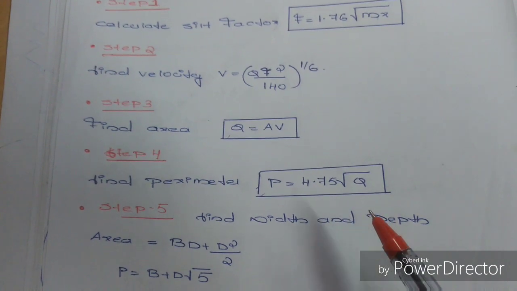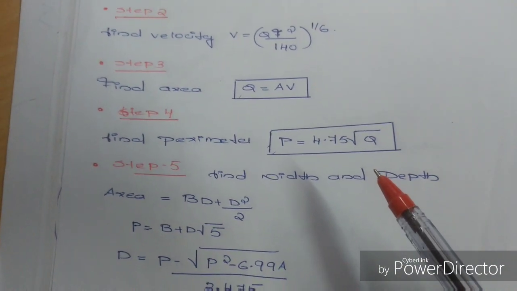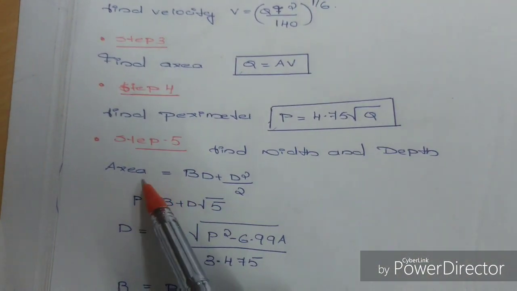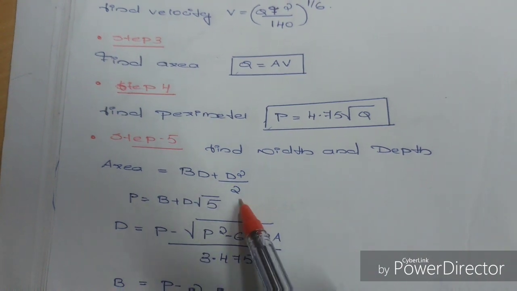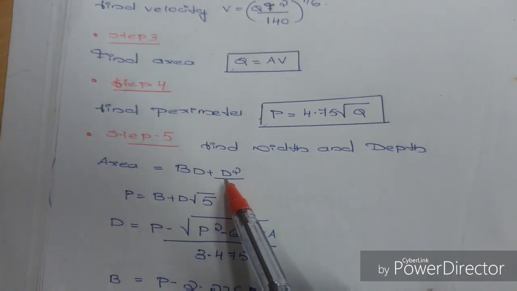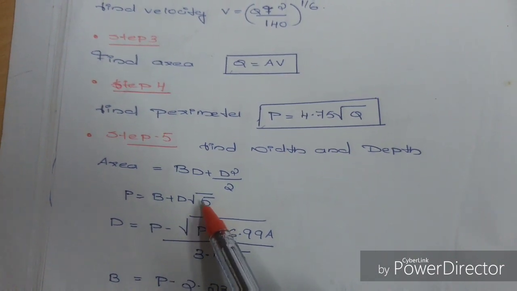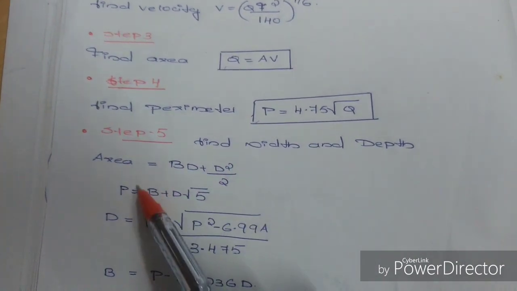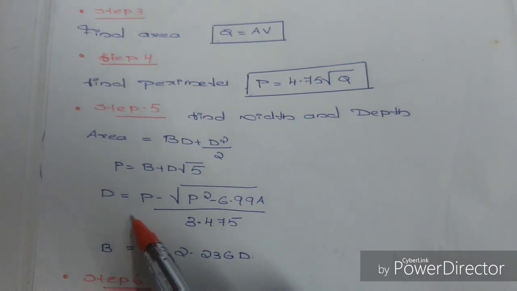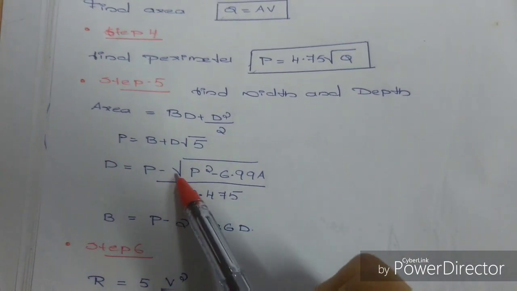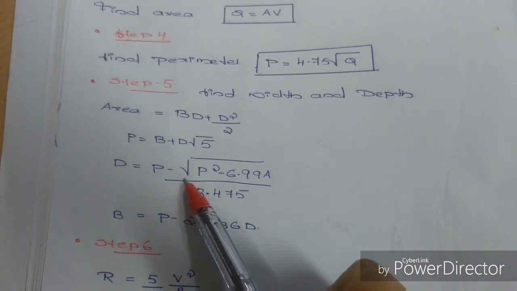In step 5, we need to find the width and depth. We can either use area equal to BD plus D squared by 2, in which both are unknown, or we can use P equal to B plus D into root 5, or we can instead use the direct formula for D and B as this, and this is most commonly used.